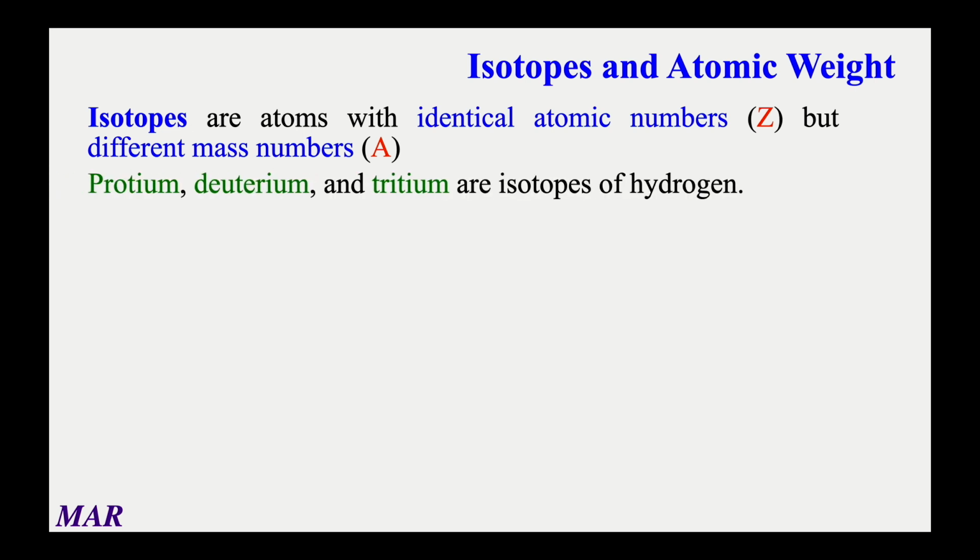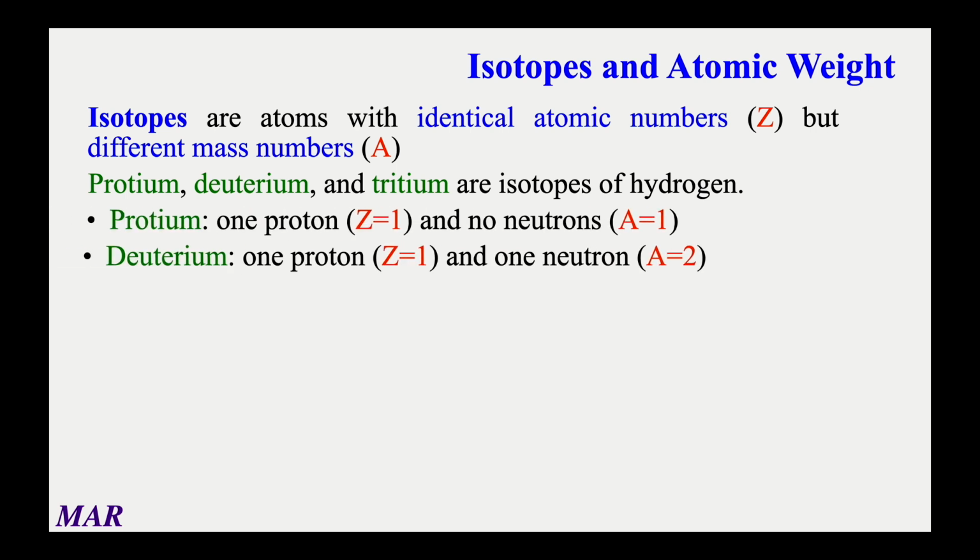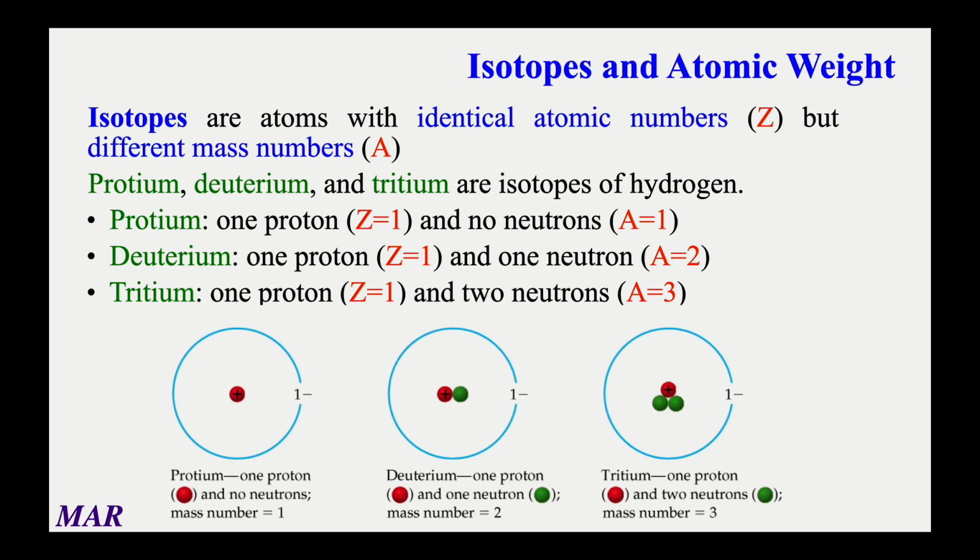Hydrogen has three main and important isotopes, and each of these isotopes is common enough that it has its own name. The names are protium, deuterium, and tritium. The reason they're different is the number of neutrons. Isotopes all have the same number of protons. So all of these are hydrogen, and they all have one proton. Protium has a proton, deuterium has a proton, tritium has a proton. They're all hydrogen. That's what that means.